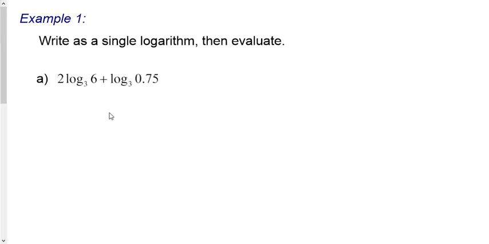In this video, we'll be using the laws of logarithms to evaluate a logarithmic expression. So looking at the example we have here, we have 2 log base 3 of 6 plus log base 3 of 0.75.